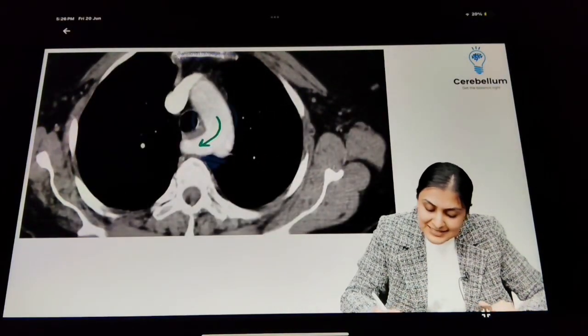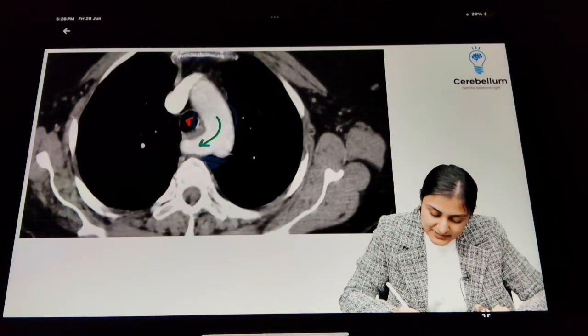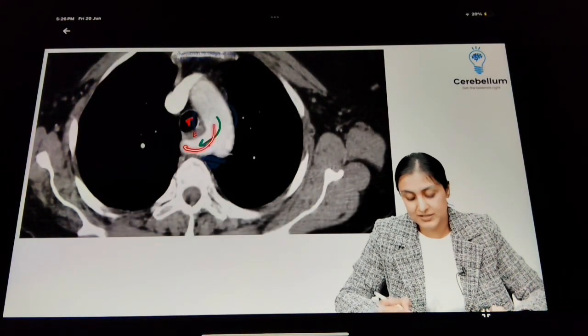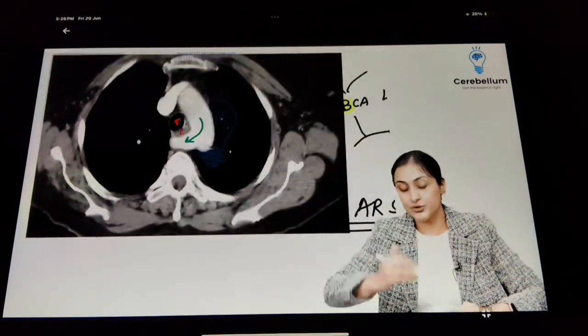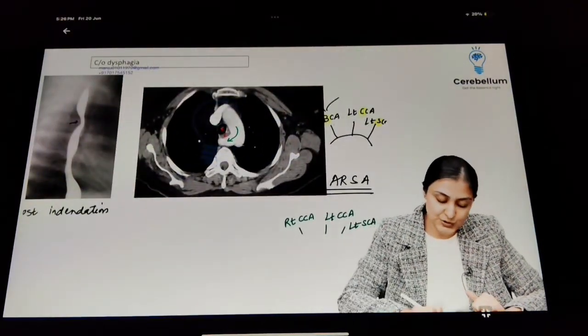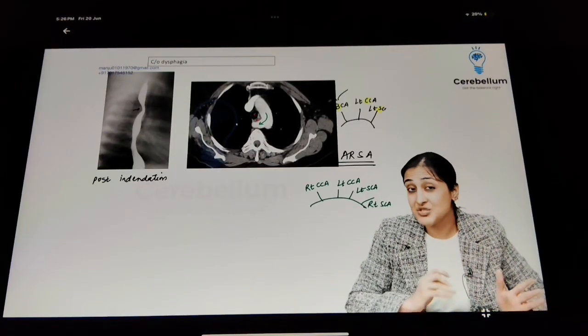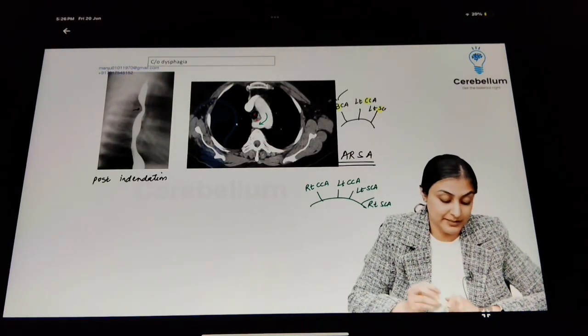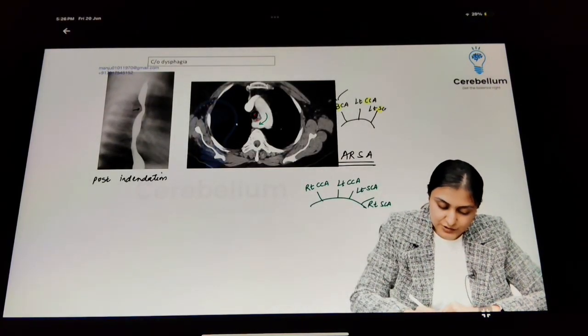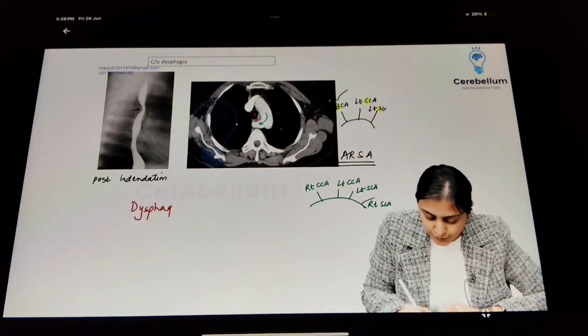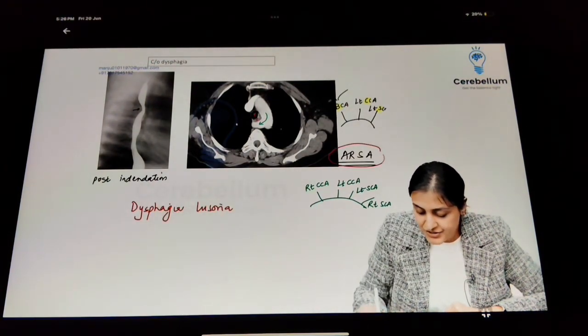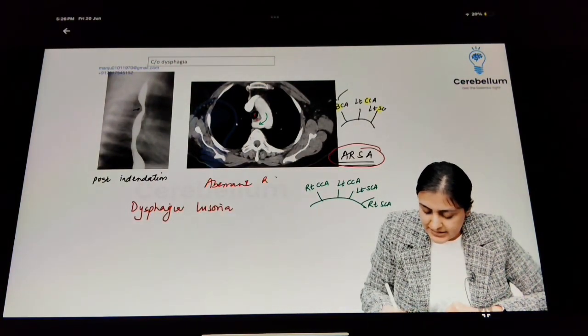So look here, this air-containing structure is the trachea. Behind that is the collapsed esophagus. We have this vessel pulsating behind the esophagus and then going on to the right side to form the right subclavian artery. So this is why, because of the pulsation, this patient will have posterior indentation leading to dysphagia. So a vascular issue leading to a GI presentation. Very unique, very important. This presentation is what we call dysphagia lusoria. And you want to remember the cause as ARSA. It stands for aberrant right subclavian artery.